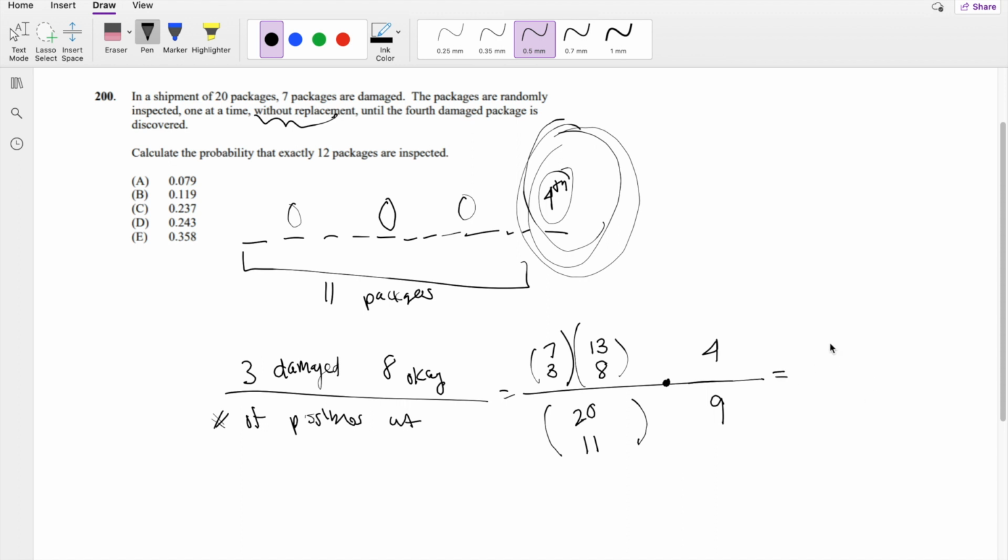Okay, so 7 choose 3 is 35, times 13 choose 8, 1287, times 4. And the denominator, you have 20 choose 11, which is 167960, times 9. So when I plug that into the calculator, that's equal to 0.11919, which is approximately equal to 0.119, which is your answer B.